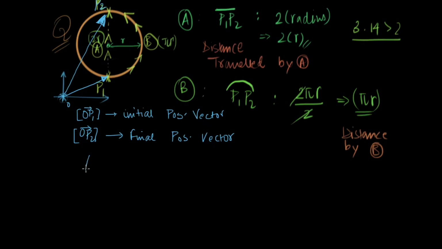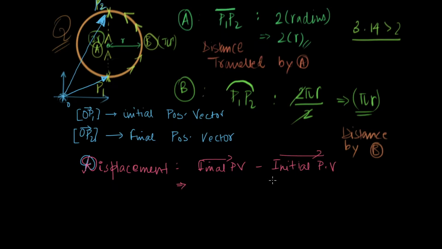Now, what do we know about the displacement vector? Let me change my color for that. Yeah, pink works fine. The displacement vector, we all know, must be the final position vector minus the initial position vector. So that is OP2 minus OP1. We want to subtract the OP1 vector from OP2. And if you think about it, that would be the vector starting from P1 and terminating at P2. That would be your displacement vector.